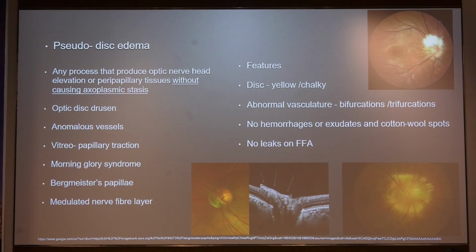The features here we need to look into is how the disc is. It is usually yellowish. The vessels are more abnormal. There could be bifurcations or trifurcations. There is no associated hemorrhages or exudates or cotton wool spots. And if you do an FA, there won't be any leaks.